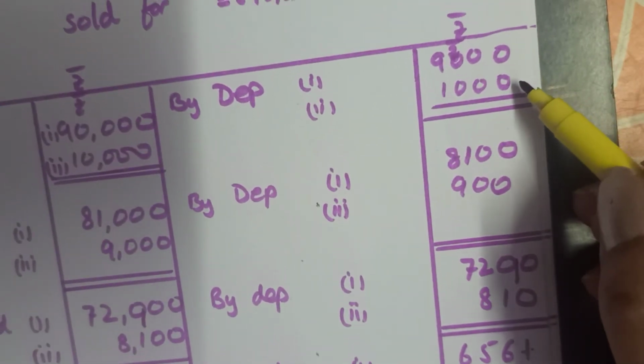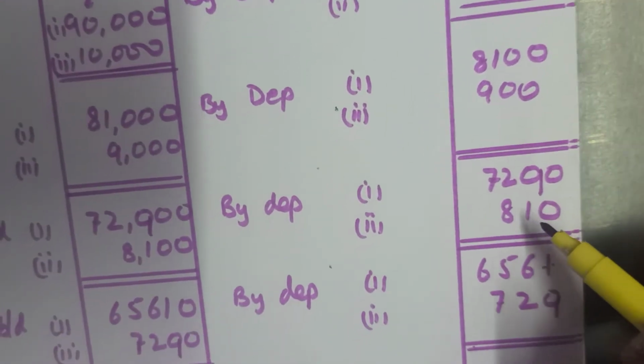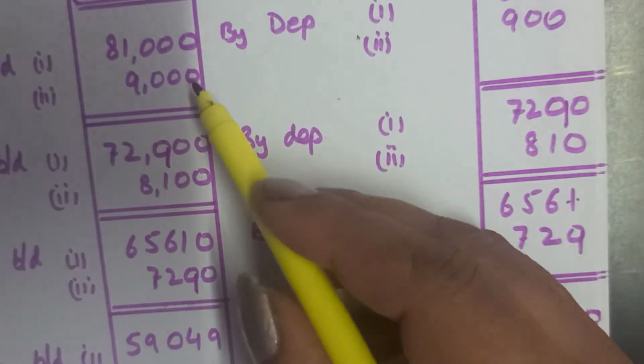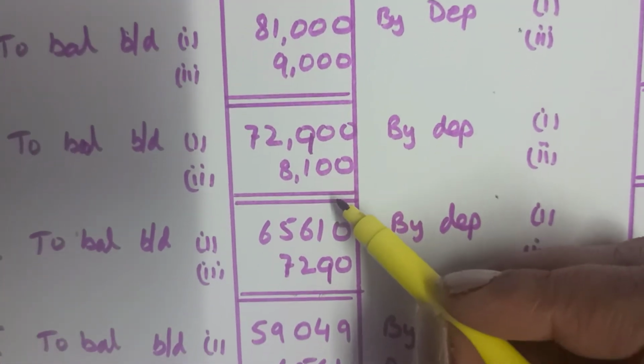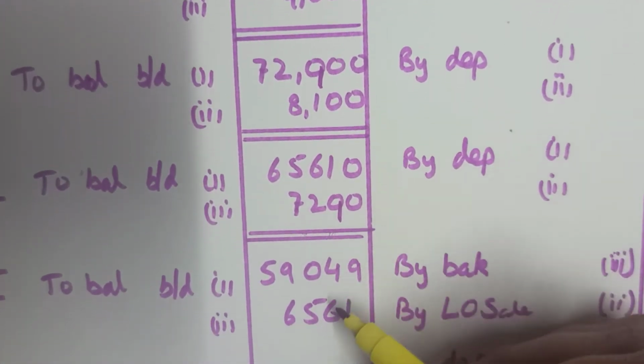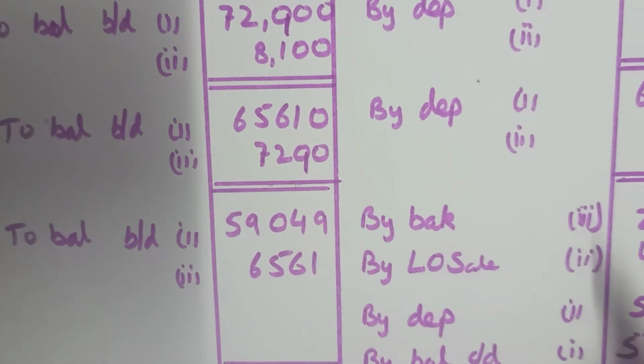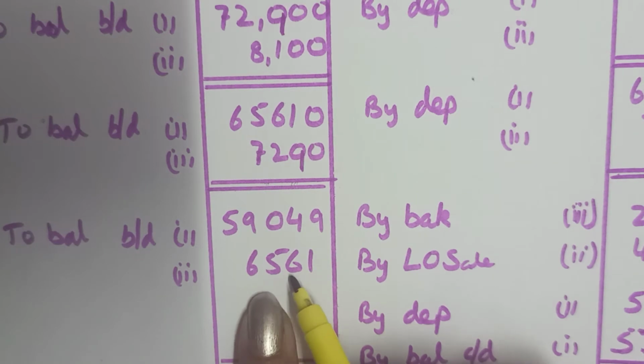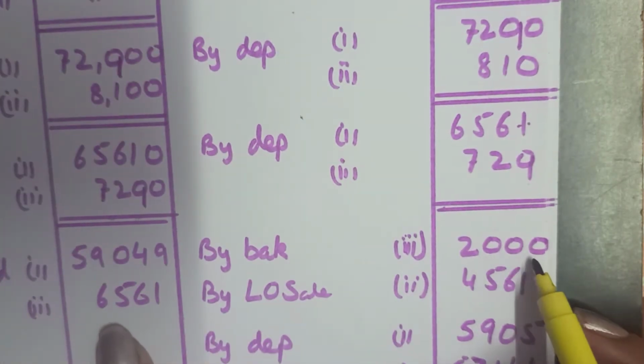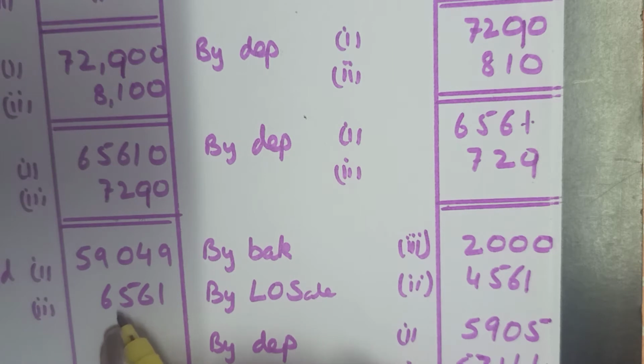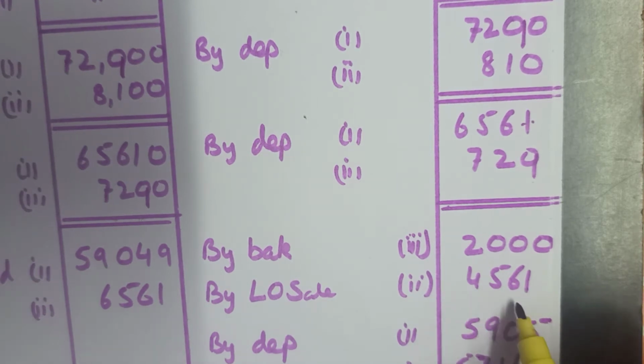See, this asset was valuing 10,000 in the beginning. Then it came to 9,000. Then second year it came to 8,100. Then it came to 7,290, and then it came to 6,561. So the value of this asset is 6,561. Is being sold for 2,000. That means there is a loss. Asset that is for rupees 6,561 is being sold only for 2,000. That means this minus this is a loss of rupees 4,561. This is the loss on sale which you will write here.